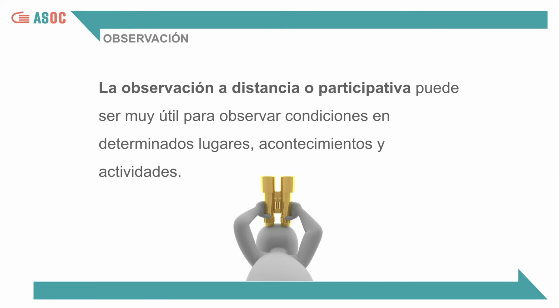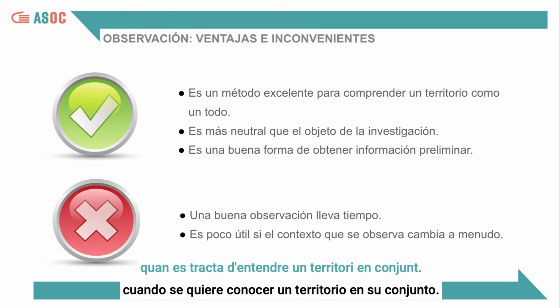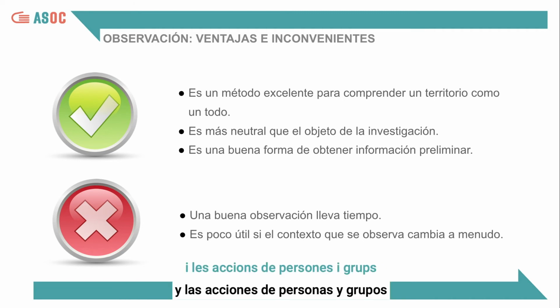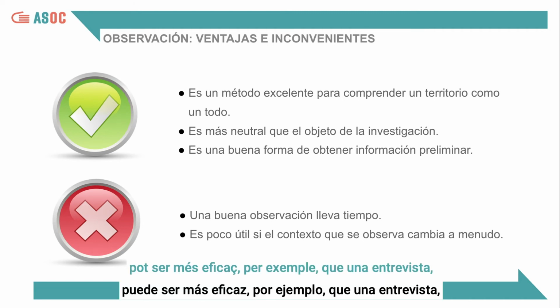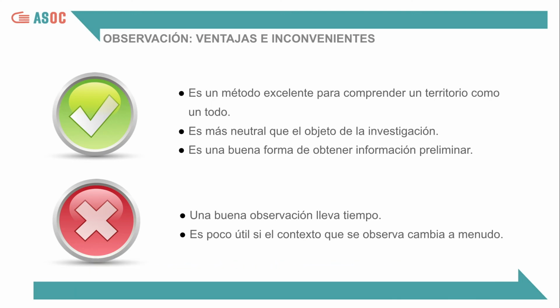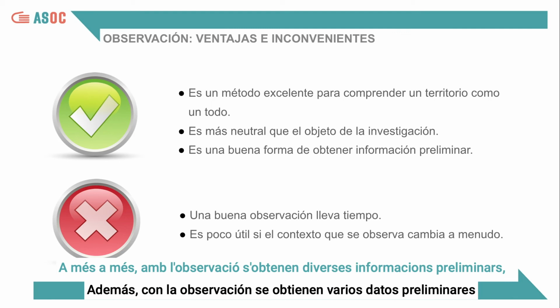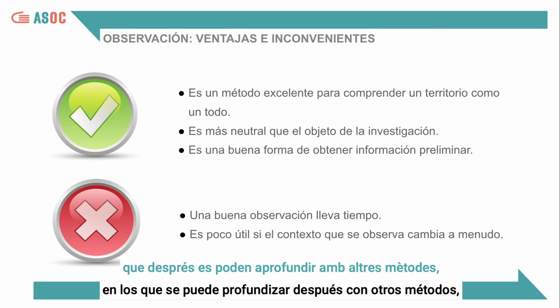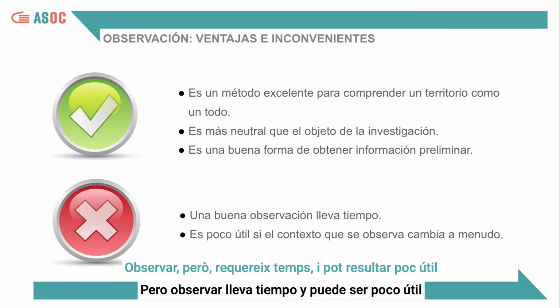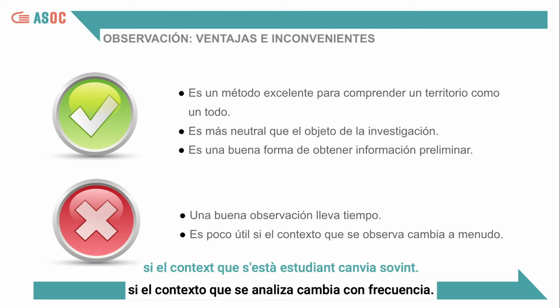Observation is the best method when it comes to understanding a territory as a whole. Directly observing the conditions of a territory and the actions of people and groups can be more effective, for example, than an interview, because one remains more neutral regarding the subject of the research. Moreover, different preliminary information is obtained by observation, which can then be looked at in more depth with other methods, such as interviews. Observation, however, takes time and may be of little use if the context in question changes often.